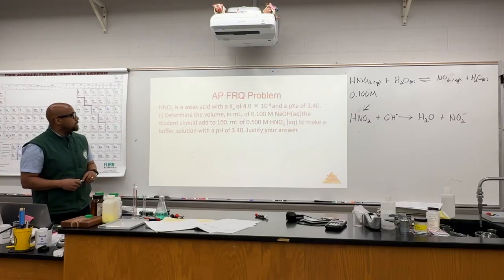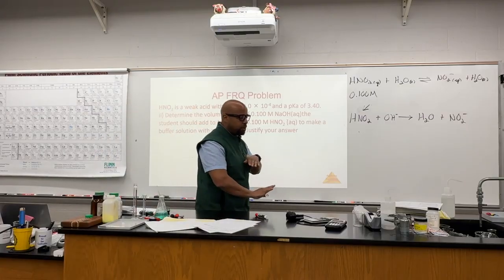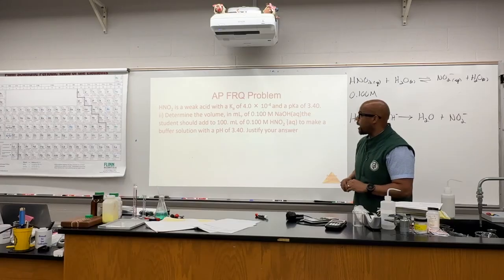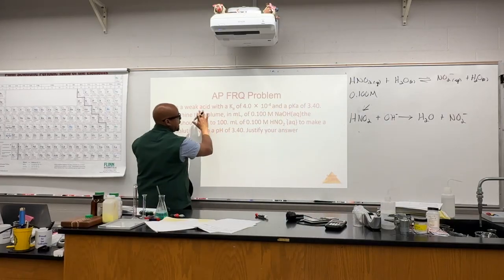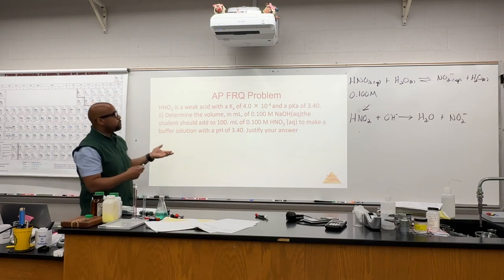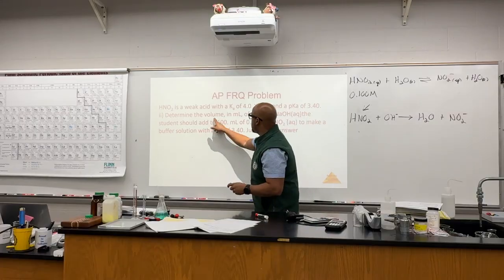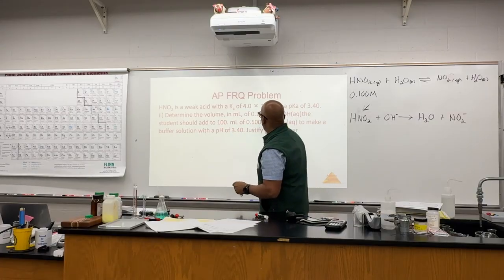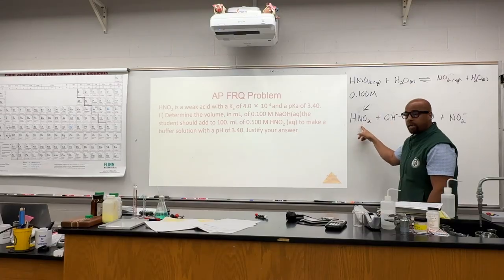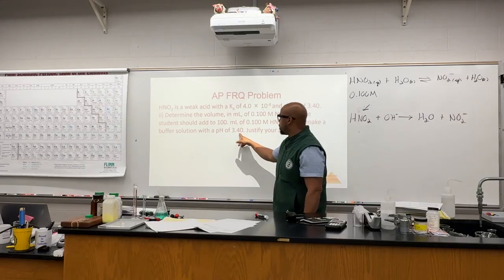This next problem, and I think there were maybe 3 or 4 different parts to this problem that was given this year for the AP exam, simply says that, hey, if we have this weak acid again, and its Ka happens to be 4.0 times 10 to the -4, which means its pKa happens to be 3.40. Determine the volume in milliliters of the sodium hydroxide that needs to be added to this thing right here in order to get the pH of the buffer solution to be 3.40.